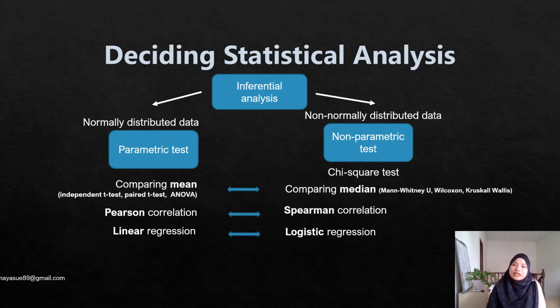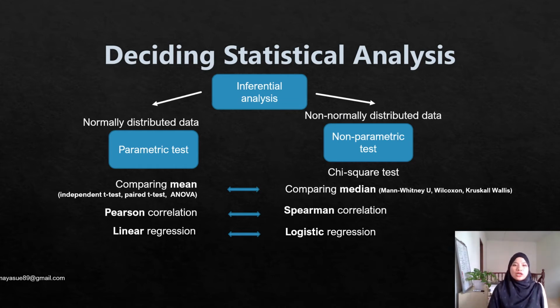For the second analysis, which is inferential analysis, we would like to know whether we are going to use a parametric test or a non-parametric test. After you've done your normality test, if you found that your data is normal, you can proceed with a parametric test. But if your data is not normally distributed, the plan B is to do a non-parametric test.